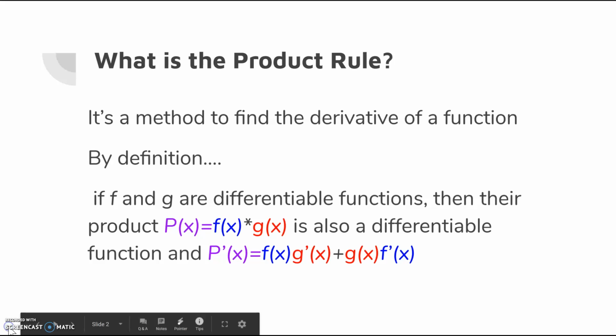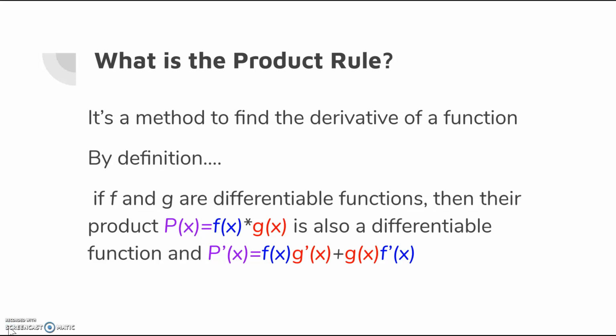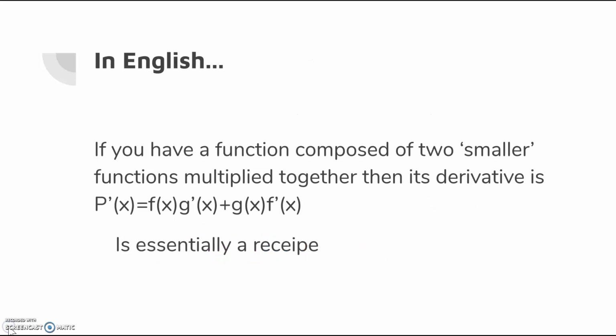The product rule. The product rule is a method used to find the derivative of functions. By definition, if f and g are both differentiable functions, then their product p of x, which is f of x times g of x, is also a differentiable function, and p prime of x equals f of x times g prime of x plus g of x times f prime of x.